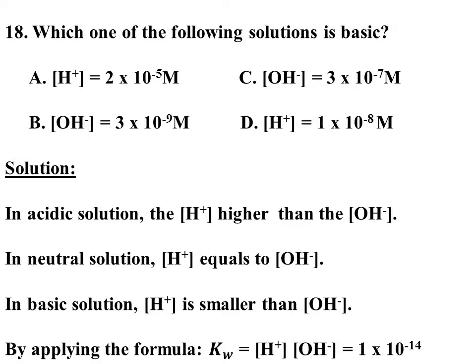Solution: in acidic solution, the concentration of H+ is higher than the concentration of OH-. In neutral solution, the concentration of H+ equals the concentration of OH-. In basic solution, the concentration of H+ is smaller than the concentration of OH-. By applying the formula Kw equals the concentration of H+ times OH-, which equals 1 times 10 to the power of minus 14.